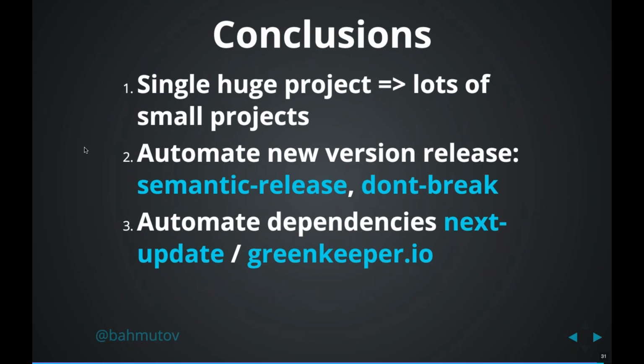In conclusion, if you have a huge project and it's getting complex, it's getting out of hand, you probably want to start splitting it up and use physical separation to make reasoning about each project and developing it simpler. You can automate how you publish new versions of your NPM modules using Semantic Release and tools like Don't Break to make sure that you upgrade in a responsible semantic manner. You can automate dependencies and upgrading dependencies, so you bring new features, new patches using tools like Next Update and the Greenkeeper IO service.